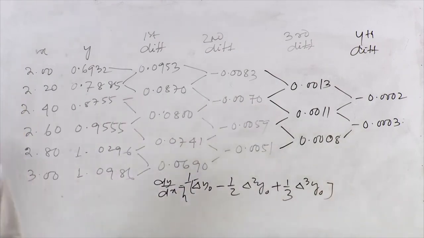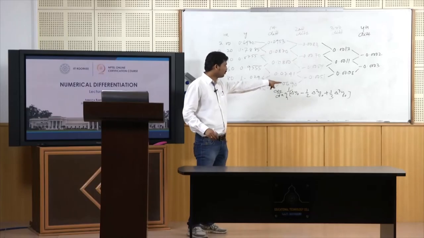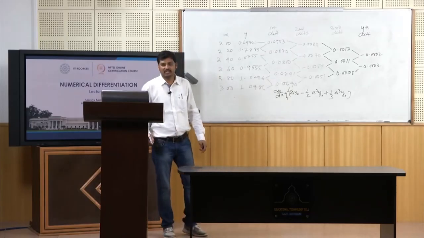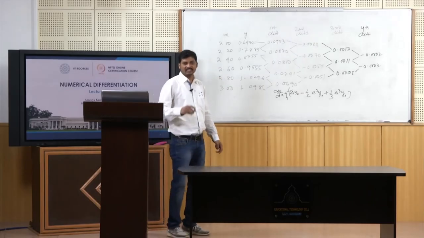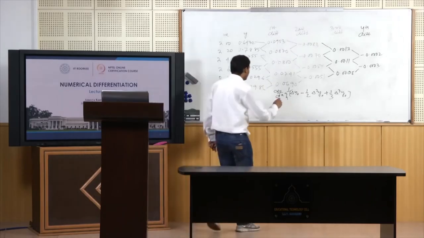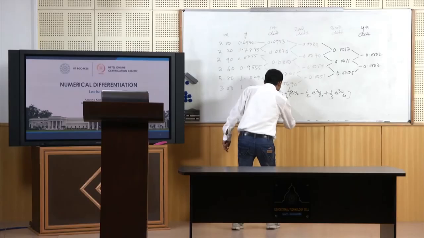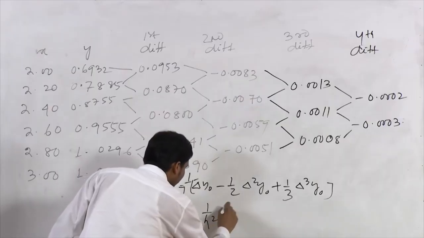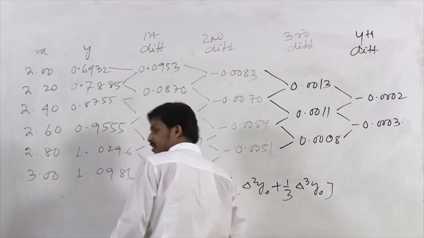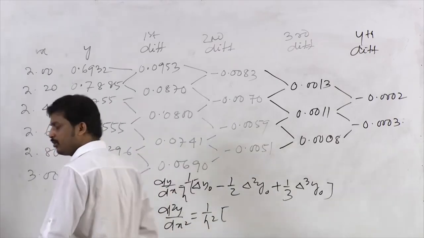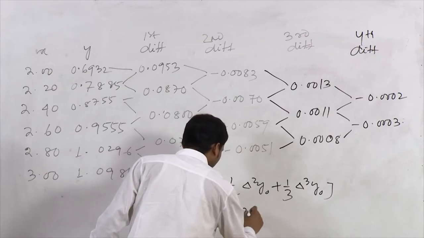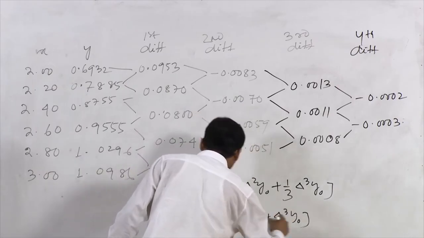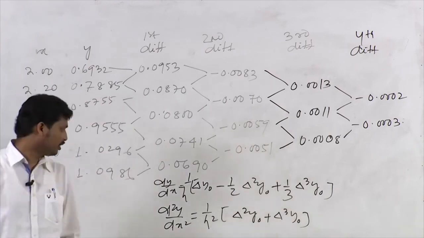And since it is asked to evaluate up to third differences, we can just write these terms up to third differences here only. For the second order differentiation, we can write d square y by dx square equals 1 by h square. So first differentiation term here, we can just get it as del square of y 0 plus del cube of y 0 here, sorry, this one is minus here.